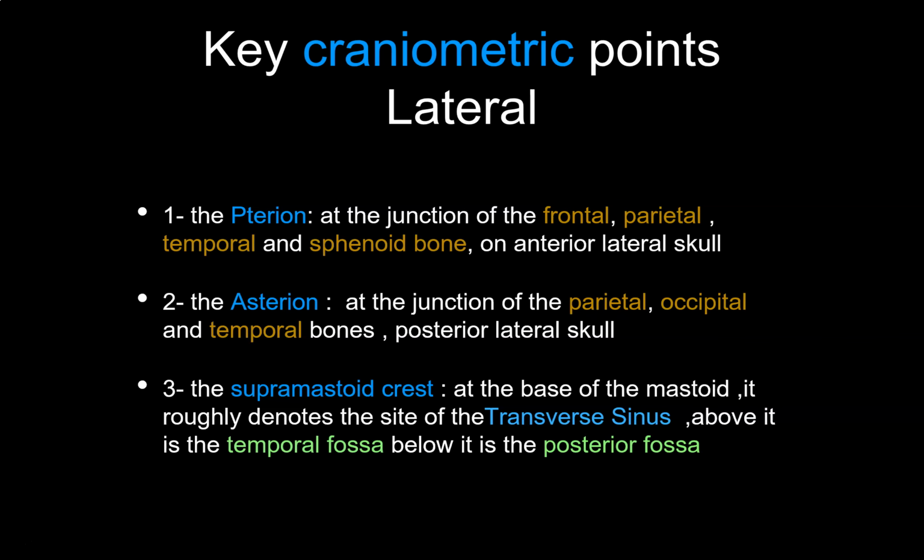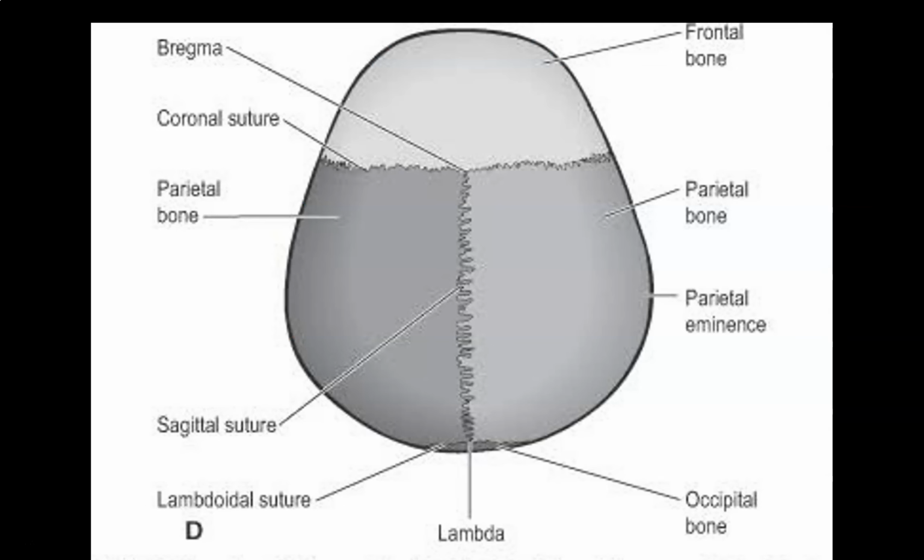And we have also the supramastoid crest at the base of the mastoid. It's a very important landmark. It roughly denotes the site of the transverse sinus, which means that above this crest is the temporal fossa, or the middle fossa. Below it is the posterior fossa. So laterally: terion, asterion, supramastoid crest.